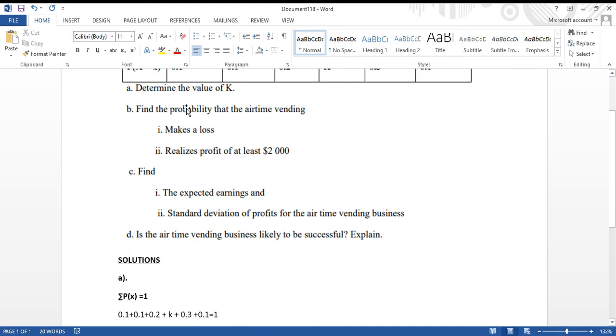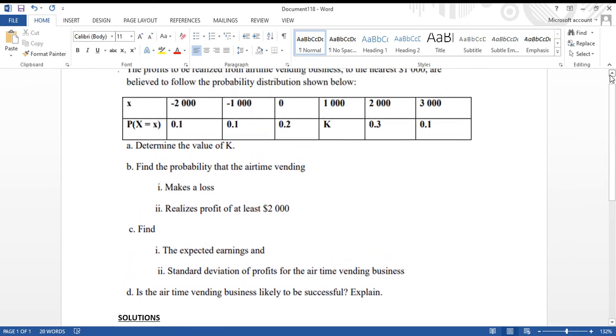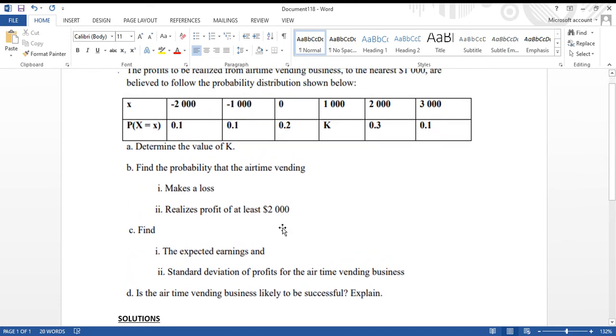Find the probability that the airtime vending business realizes a profit of at least 2,000. So meaning the minimum profit should be 2,000 or more, because it's told us at least. The probability of making a profit of 2,000 is 0.3. The probability of making 3,000, which is greater than 2,000, is 0.1.